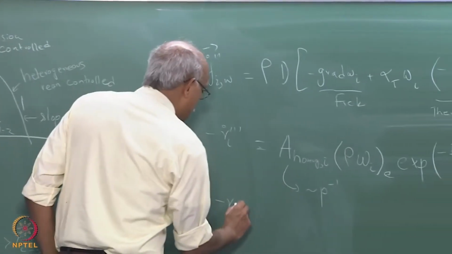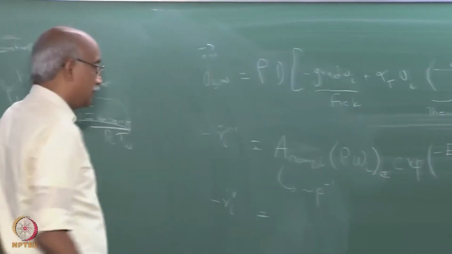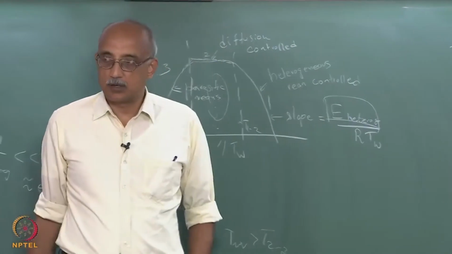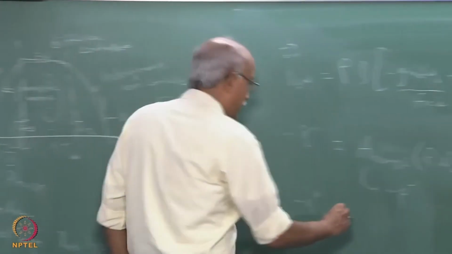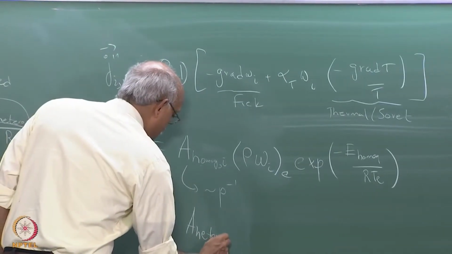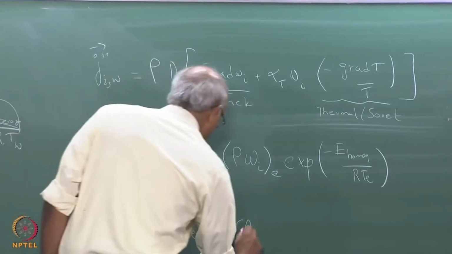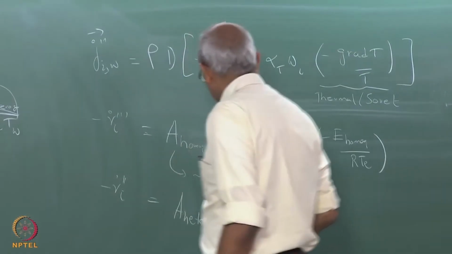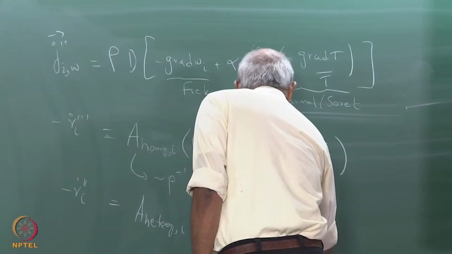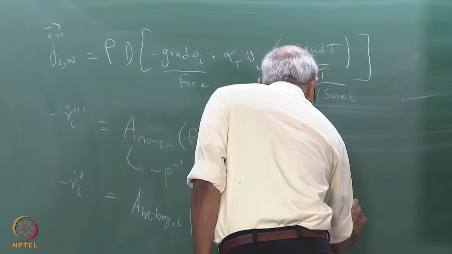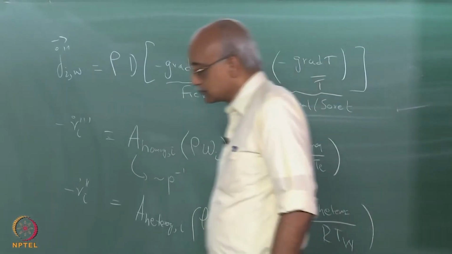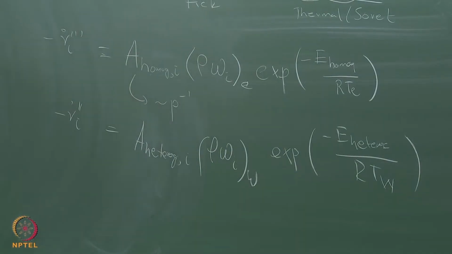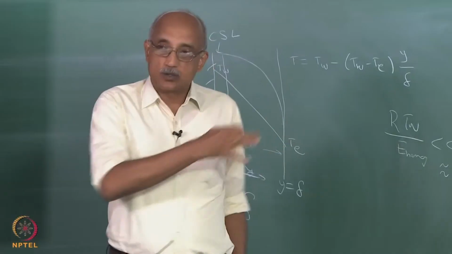Similarly, on the surface you will have heterogeneous reactions taking place, which you can write as minus R I dot double prime, because now it is going to be per unit area, and this can be written as a heterogeneous I times rho omega I at W times exponential of minus E heterogeneous over R T W. So, these are the reaction rates governing the homogeneous chemical reactions and the heterogeneous chemical reactions. So, how do you close this set of equations?